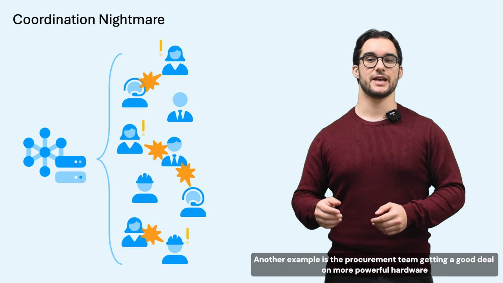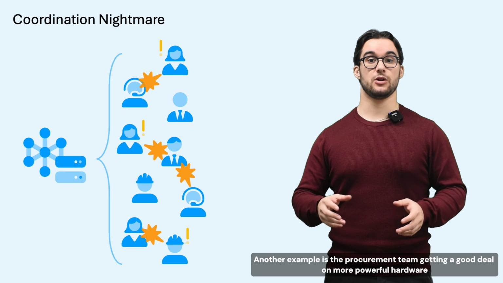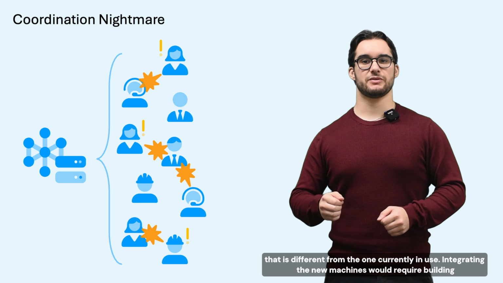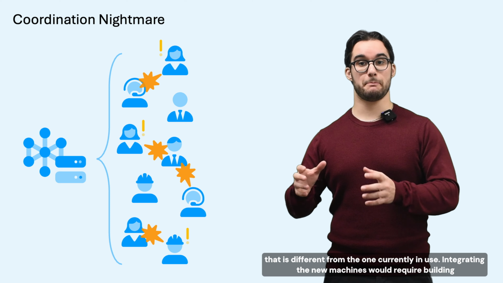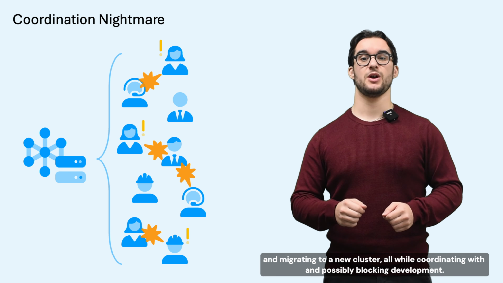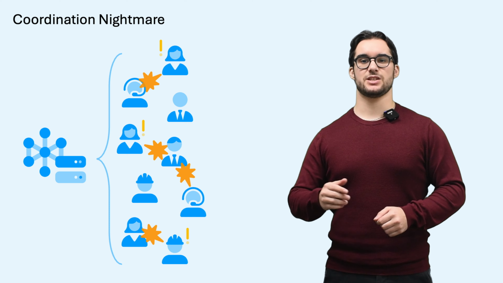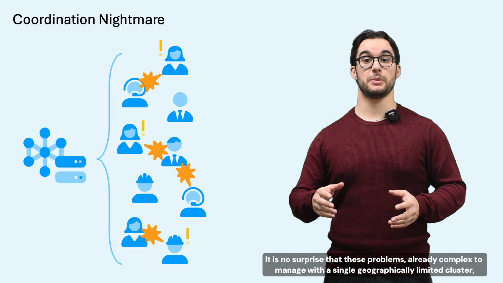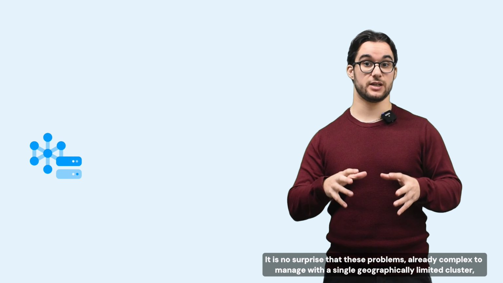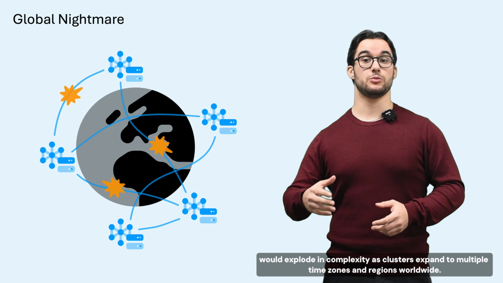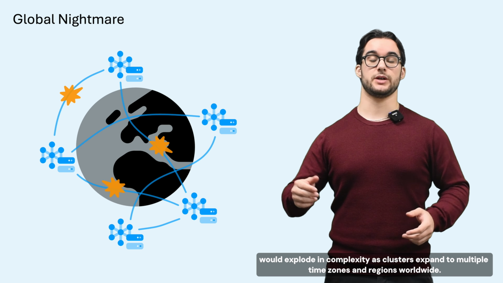Another example is the procurement team getting a good deal on more powerful hardware that is different from the one currently in use. Integrating the new machines would require building and migrating to a new cluster, all while coordinating with and possibly blocking development. It is no surprise that these problems, already complex to manage with a single geographically limited cluster, would explode in complexity as clusters expand to multiple time zones and regions worldwide.